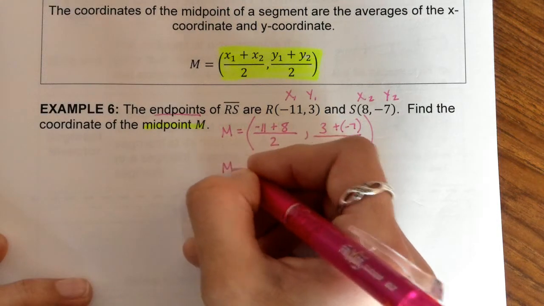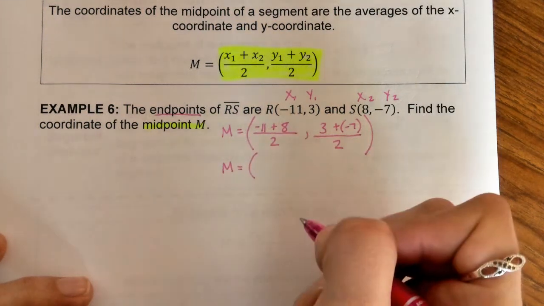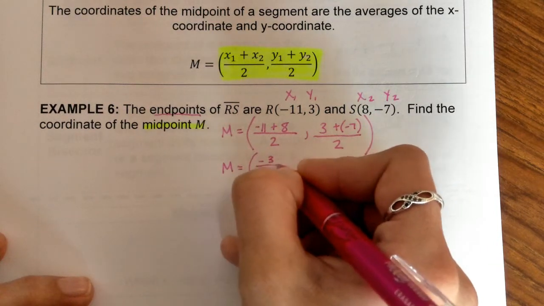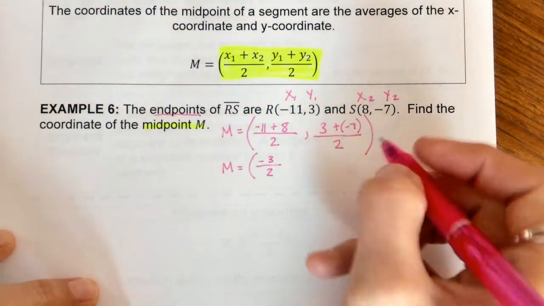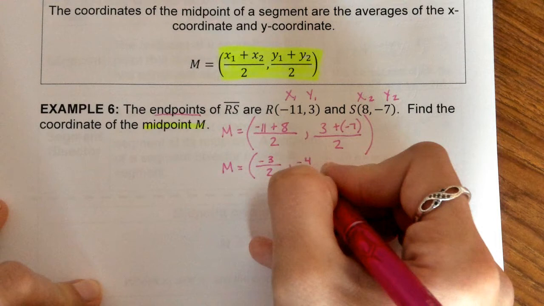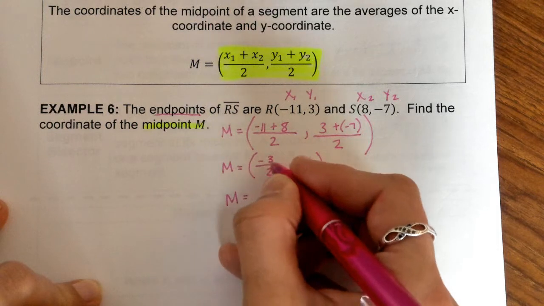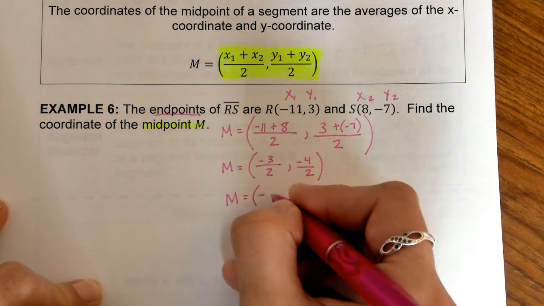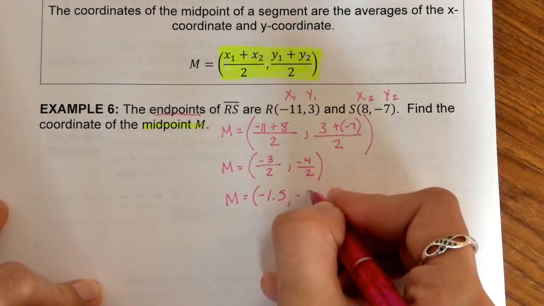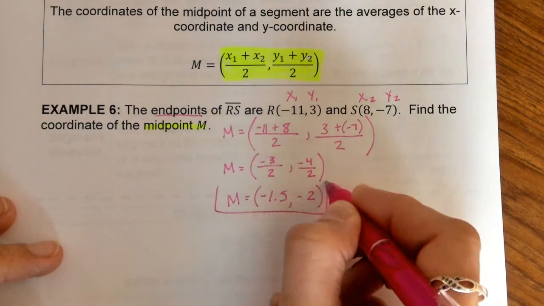Look for those words, distance or midpoint, and figure out which formula you need to use. So step by step, we're going to solve the numerator. Negative 11 plus 8, we're going to have a negative 3 over 2. Okay. And then for our Y, we have 3 plus a negative 7. We're going to end up with a negative 4 over 2. Last step, go ahead and do our division. Negative 3 divided by 2 is going to give us a negative 1.5. Negative 4 divided by 2 is going to give you a negative 2. Okay? So this will be our answer for our coordinates.